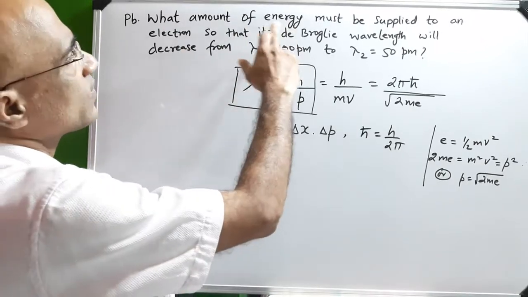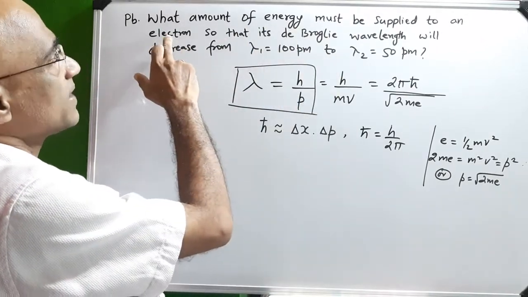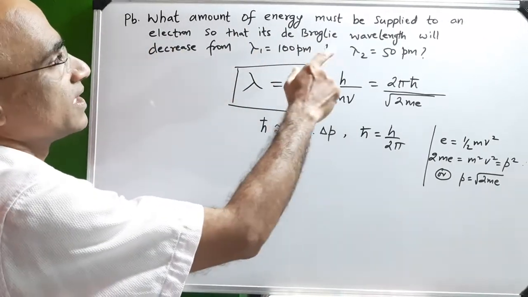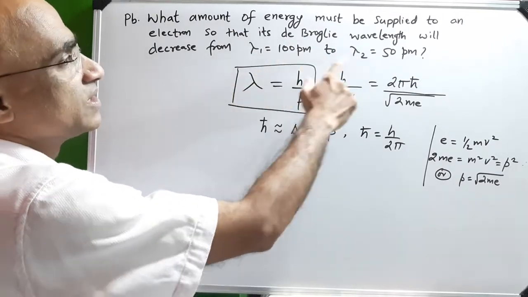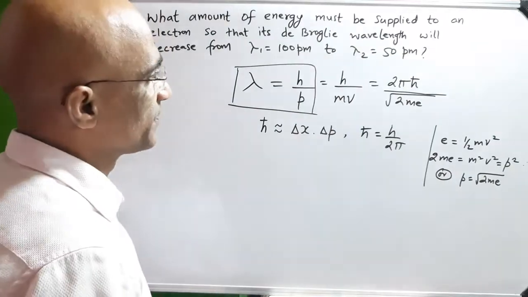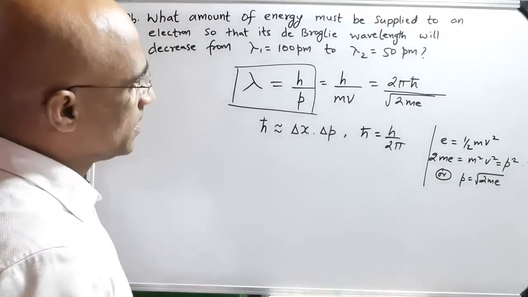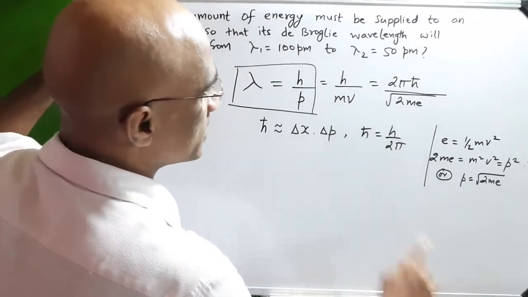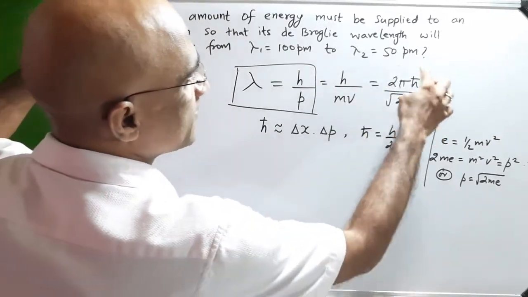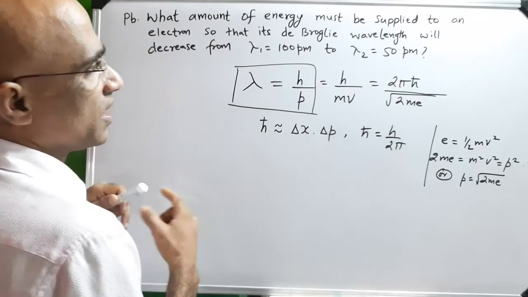we are expected to calculate the amount of energy that is supplied to an electron, so that its de Broglie wavelength decreases from 100 picometer to 50 picometer. So, bringing in the substitution, we'll try to put this part of the expression into our substitution.